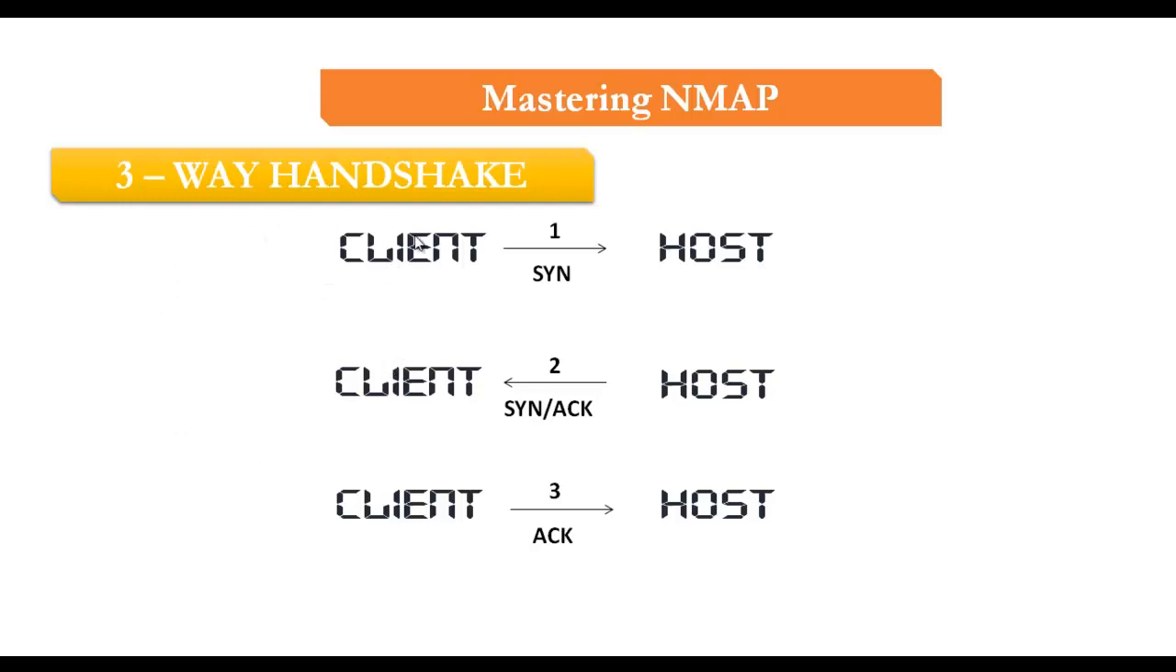If we have two systems, in order for these two systems to communicate, they have to establish a connection. To establish the connection, first the client will send a SYN packet to the host, and the host will reply with a SYN-ACK packet. And the third step is that the client will reply back to the host by sending an ACK packet. Once these three packets are exchanged, a TCP connection is established, and this is called the three-way handshake.